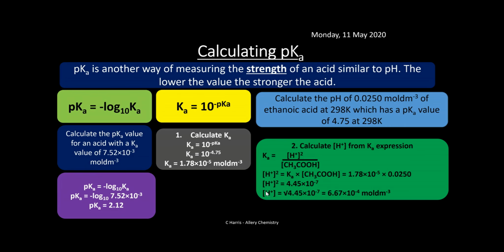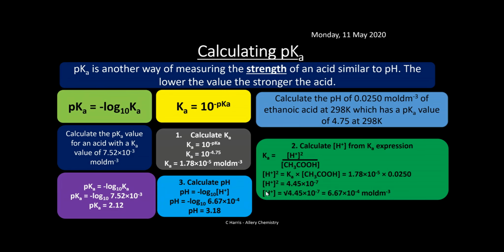So now we've got the concentration of H plus. We then need to work out the pH of this, so we bring in our pH equation again. I told you it keeps coming back, so you've got to remember this equation. pH equals minus log of H plus. Put the figures in, and then you get a pH of 3.18.